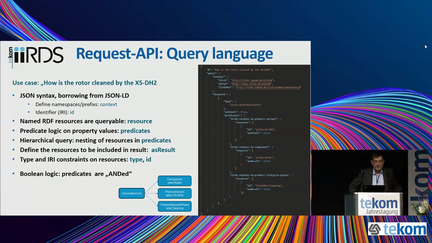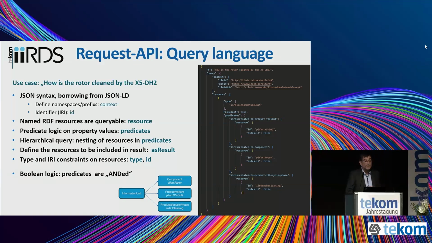How is the rotor cleaned by the X5 DH2? We are using the resource. We can tell it, yes, we want to have a result, and we can use those predicate structures to define the parts of the query. So we say we want to have a product variant, it must be X5 DH2, and the topic has to relate to the rotor. Whether predicates are ANDed, if not otherwise stated, we're able to formulate a query like this in the JSON-LD structure.